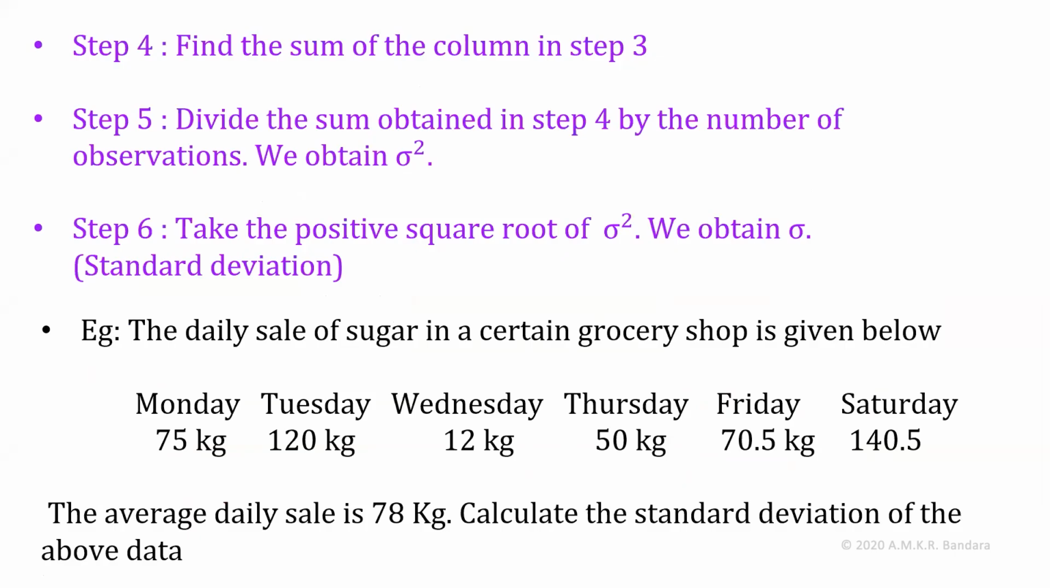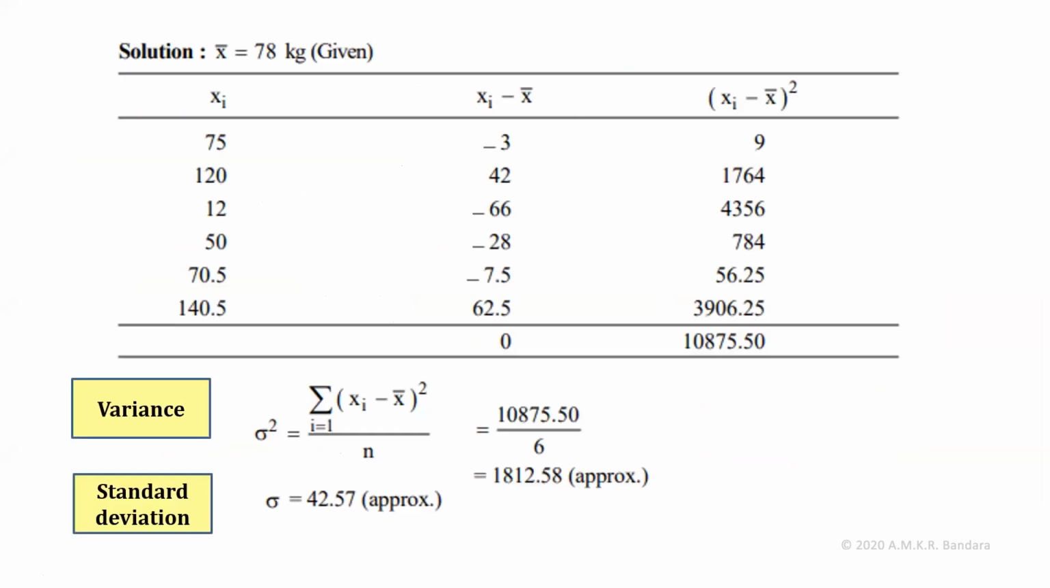So you can calculate the variance and standard deviation of that data set of sugar sale using similar steps. Here the difference between variance and standard deviation is the square root of variance. You can get the square root of this value, and that will be the standard deviation. The unit of measurement is kilogram here. Here it was kilogram square.